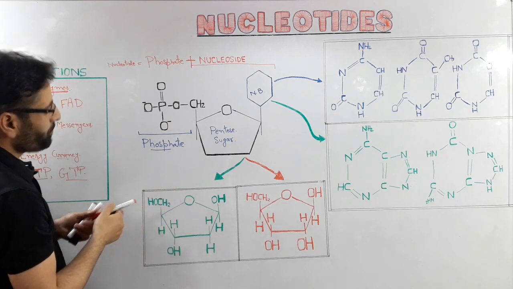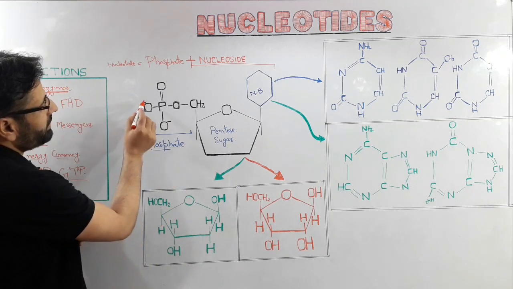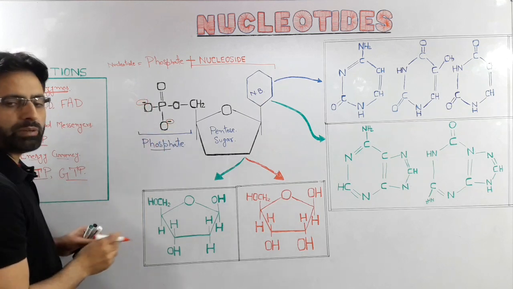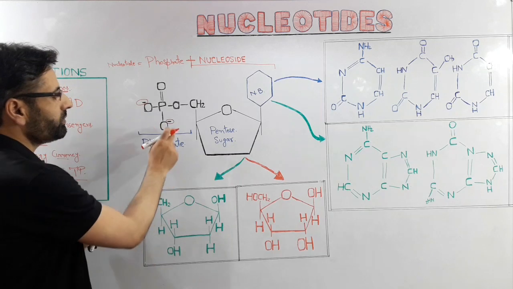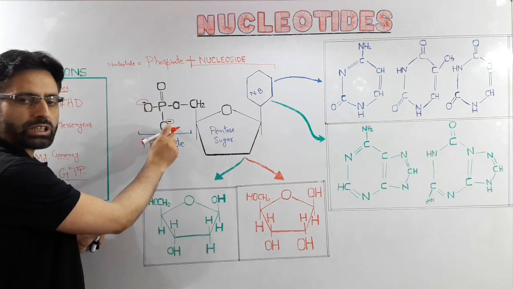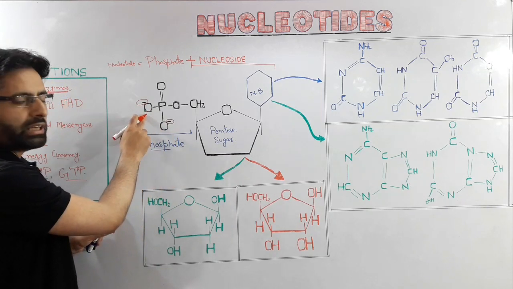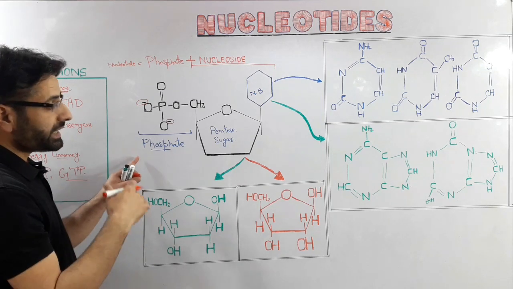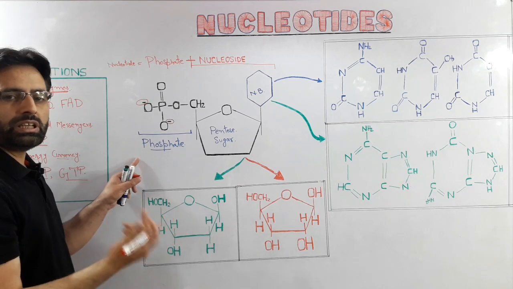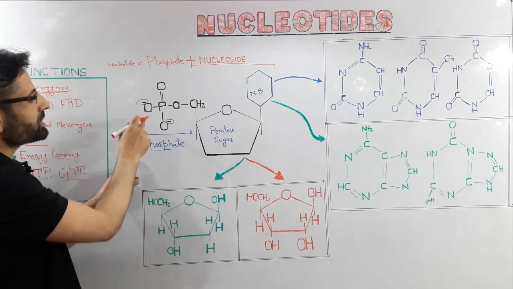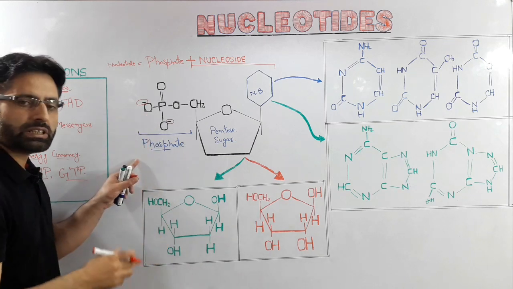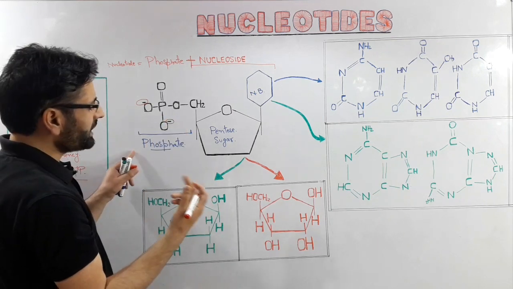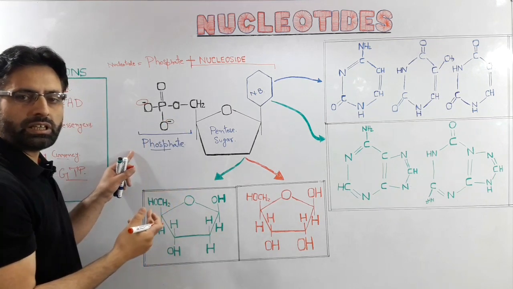Second thing is that this phosphate group has a negative charge. When present in the nucleic acid, it carries only one negative charge, as this oxygen is getting involved in the phosphodiester bond. So the negative charge of the DNA molecule is because of the negative charge present in this phosphate group. That is, this phosphate group gives the negative charge to the DNA molecule.